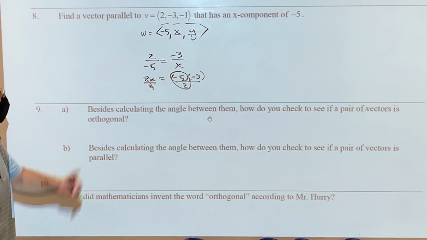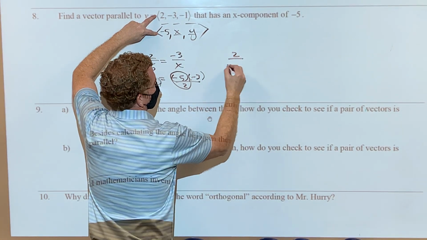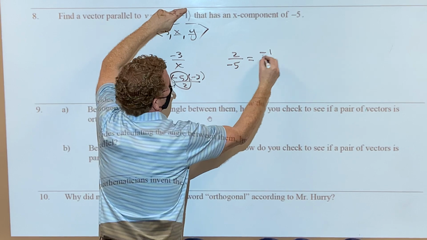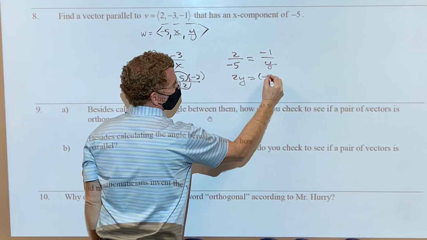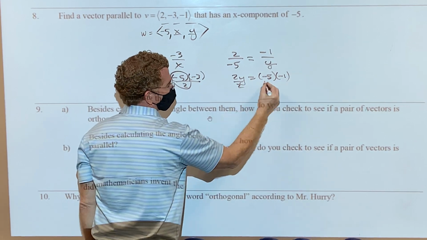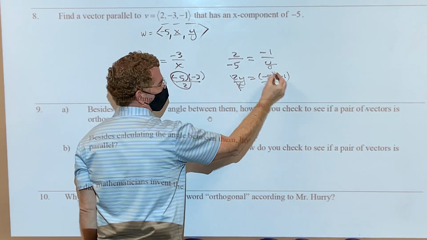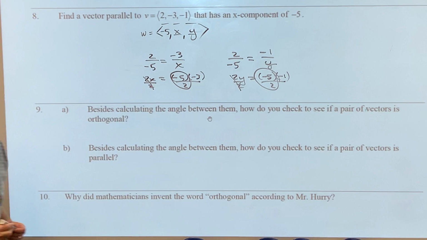And then I can turn around and do it again. 2 over -5 would also have to equal -1 over y. And I could cross multiply again, and then divide by 2. But again, for y, what am I multiplying that -1 by? -5/2.